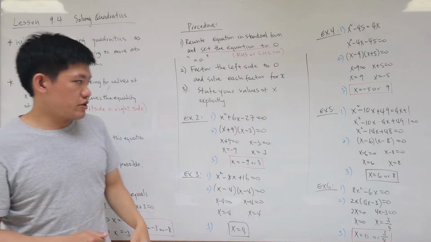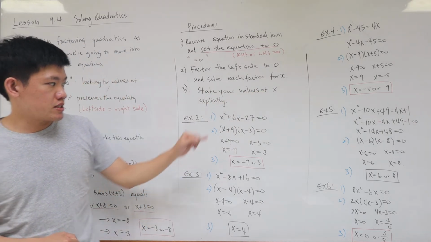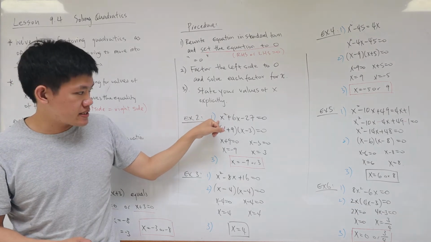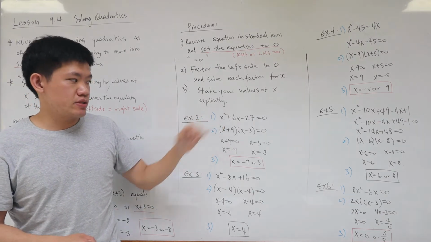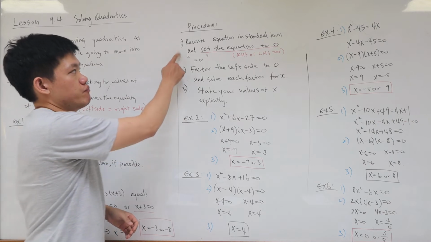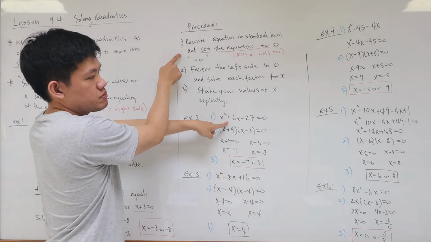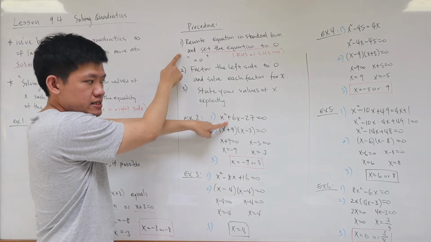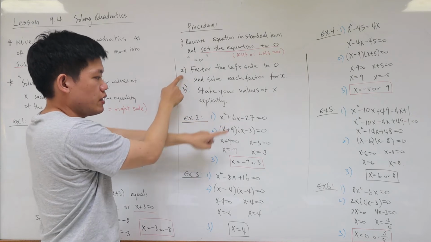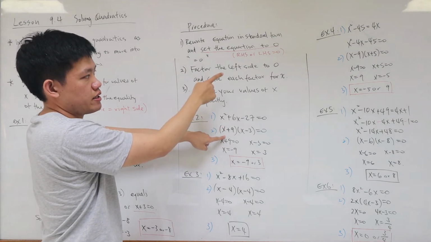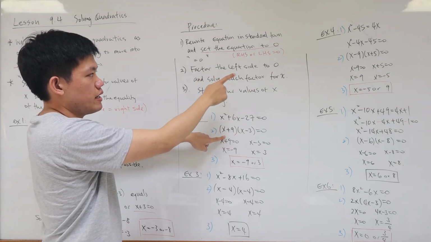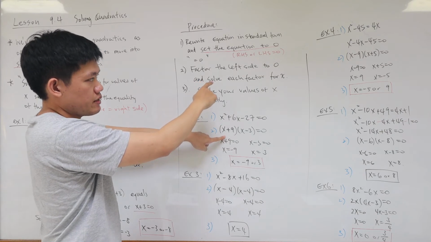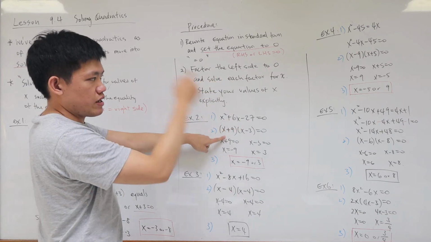Let's go ahead and look at another example here. The question is x squared plus 6x minus 27 is equal to 0. Looking at step number 1, is this statement in standard form? Yes. Is it equal to 0? Yes. That means we move on to step number 2. Step number 2 says factor the left side, and then solve for values of x.